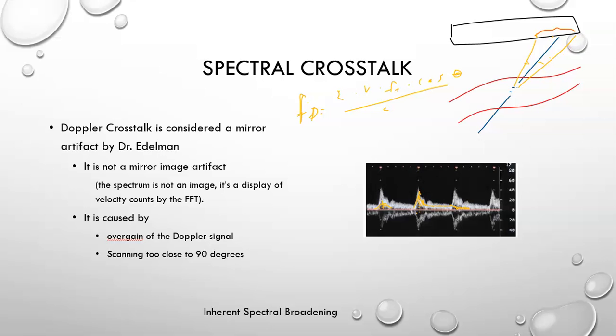Once we went to phased array transducers, that became part of this problem of inherent spectral broadening. And so that diagnostic criteria really no longer exists. So that's inherent spectral broadening. That can cause crosstalk.